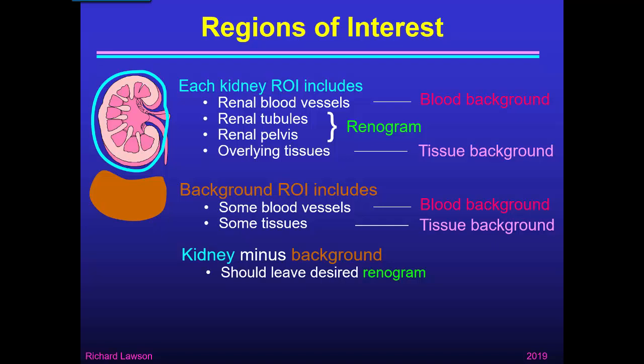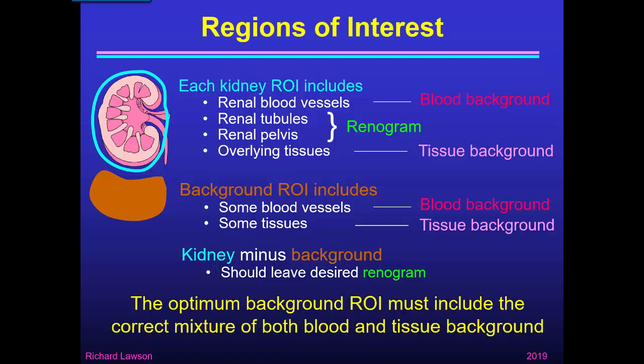We've subtracted off both the blood and the tissue background. However, you have to realize that the optimum background region of interest must include the correct mixture of both blood and tissue background. We're trying to subtract two different sorts of background, and we've got to get the combination right.